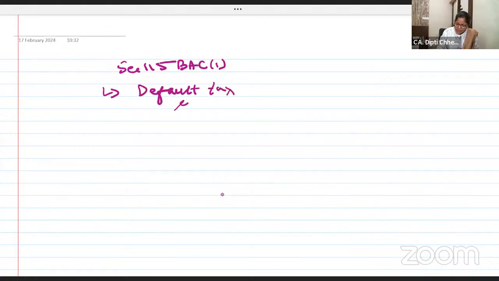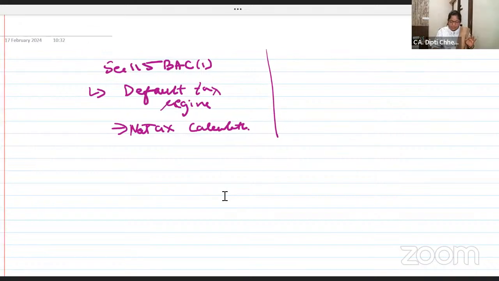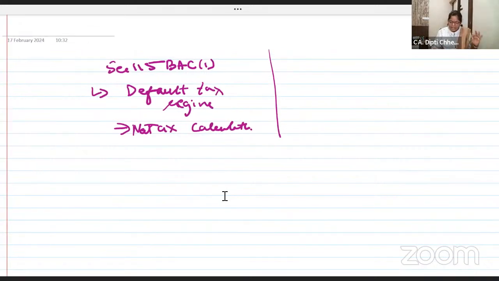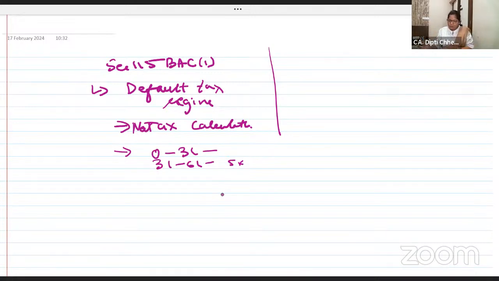tax regime, which is actually the new way of tax calculation. For whom is it applicable? Individuals and HUFs. If nothing is given in the exam, you have to opt for the default tax regime, that is section 115BAC, new tax calculation, that's default, wherein 0 to 3 lakh tax is not there, 3 lakh to 6 lakh 5%. I'll clarify more about it.